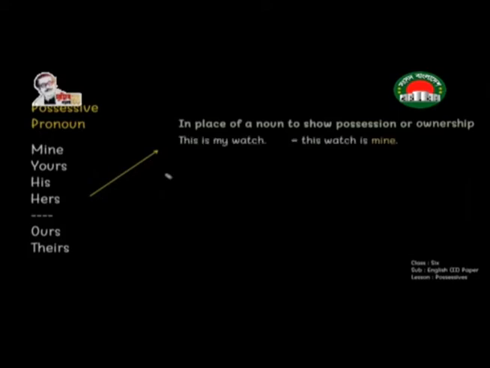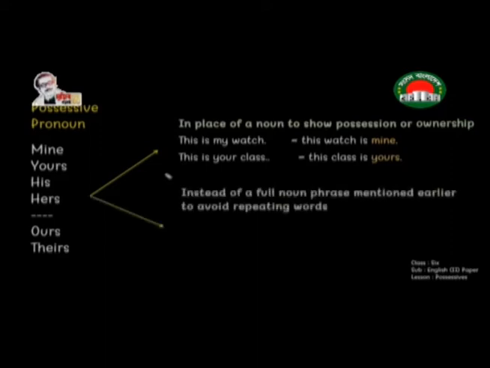For example, this is my watch. So you can say, this watch is mine. This is your class. You can say, this class is yours. Possessive pronouns are used instead of a full noun phrase mentioned earlier, to avoid repeating words.